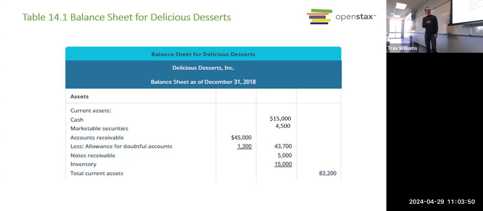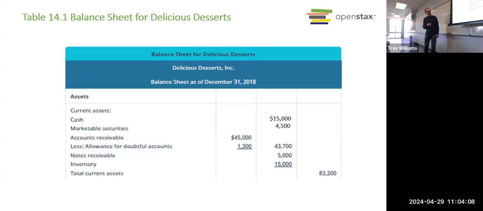This company also has some notes receivable. A note is another word for a loan. So the company has made a loan to somebody, and they're expecting to get that money back, right? So they're going to receive $5,000. That is considered an asset.